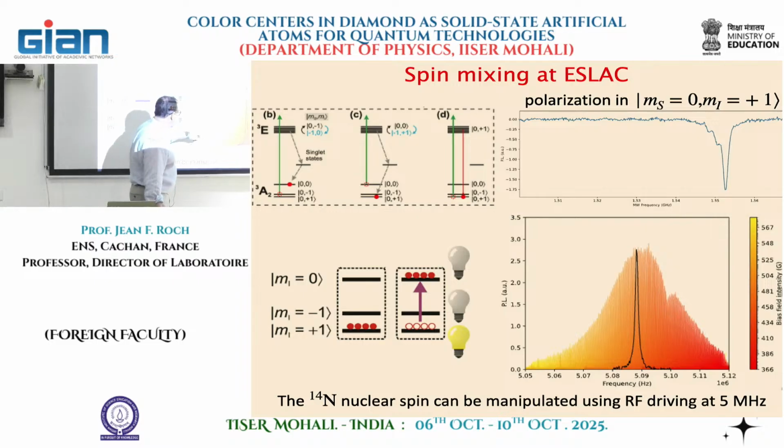And so what we do here is simply record the population, the photoluminescence intensity, when we scan the frequency for different magnetic fields. The color corresponds to a given magnetic field. So here, for instance, the magnetic field has a value above the ESLAC, 510 Gauss. This will be the ESLAC. And here we are far below the ESLAC.